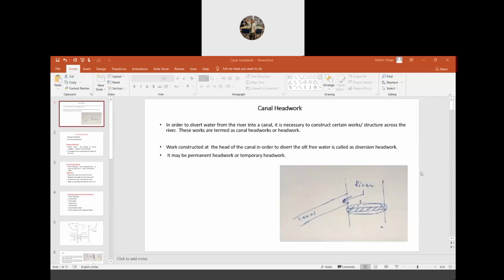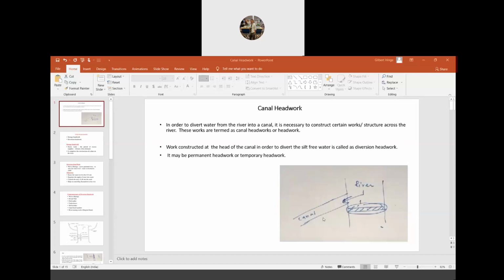Okay, fine. So in today's class, we are going to discuss a topic called canal head work. Suppose we have this river here. What we want to do is divert some amount of water from this river into a canal so that this canal can carry this water for agriculture purposes, for irrigation purposes, or for various purposes, right? So our aim is to divert the amount of water that is present in this river into a canal.